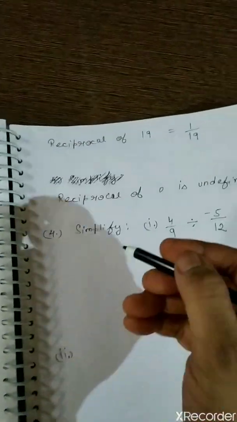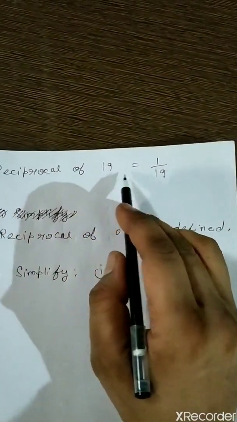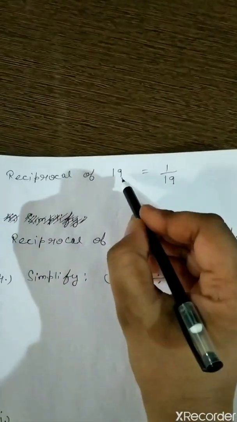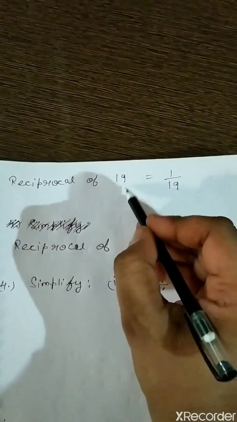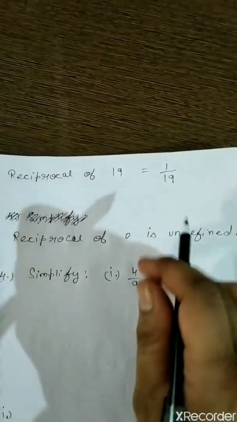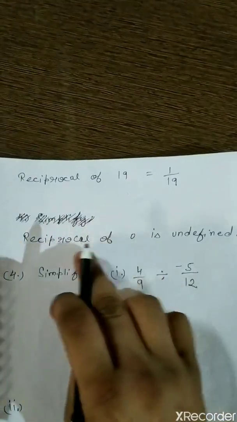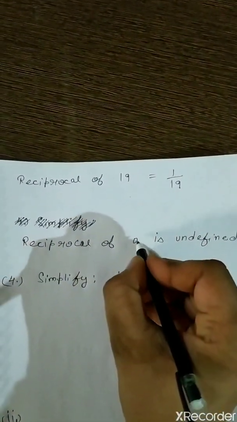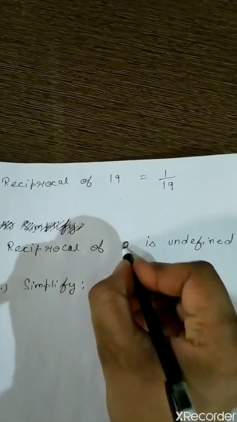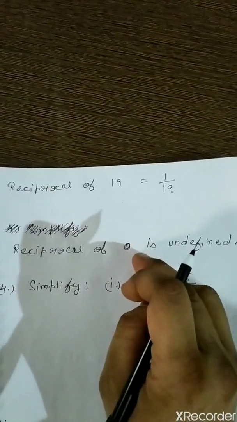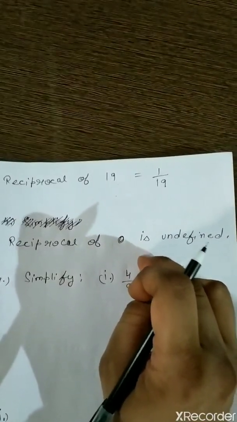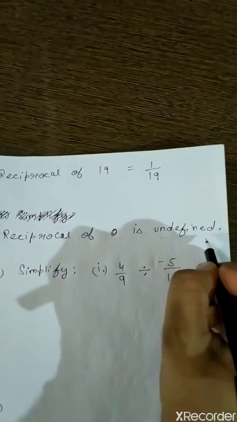Yes, now the next is, you can see that the reciprocal of 19 is 1 by 19, because 19 is equal to 19 by 1. So the reciprocal of 19 by 1 is 1 by 19. And this is also an important thing: the reciprocal of 0 is undefined, because 0 means 0 by 1. Its reciprocal is 1 by 0, and a 0 in the denominator is not possible, so that's why it is undefined.